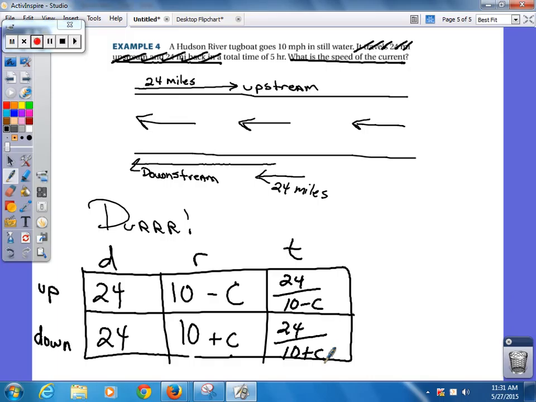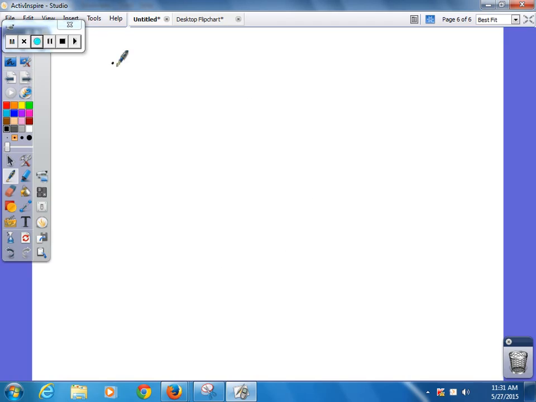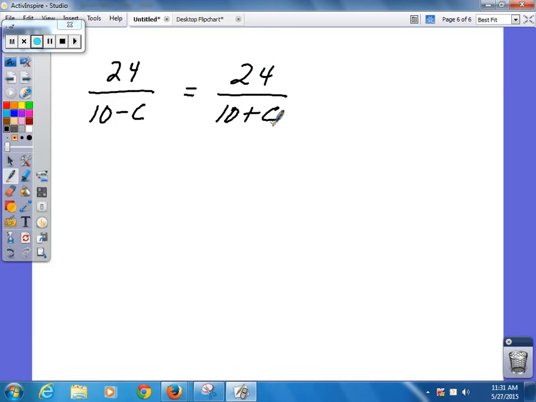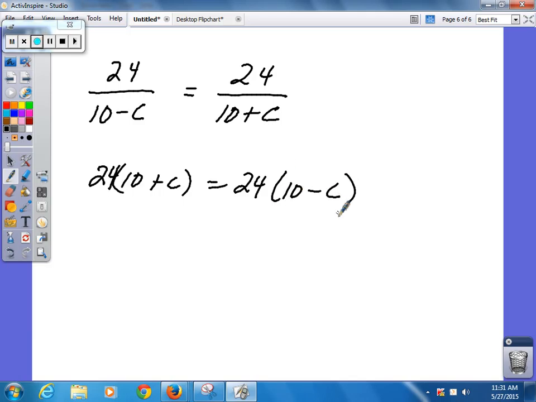And now, you can pretty much set these two equal to each other. So, 24 over 10 minus C equals 24 over 10 plus C. So 24, 10 plus C equals 24, 10 minus C.